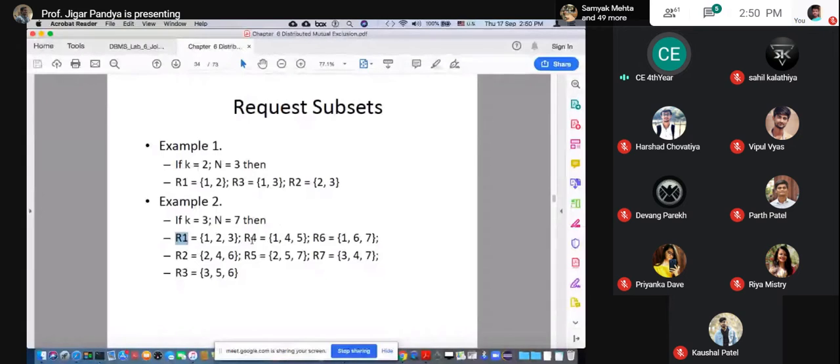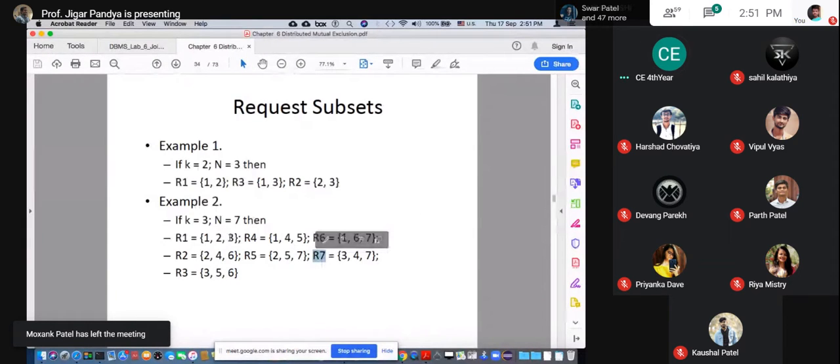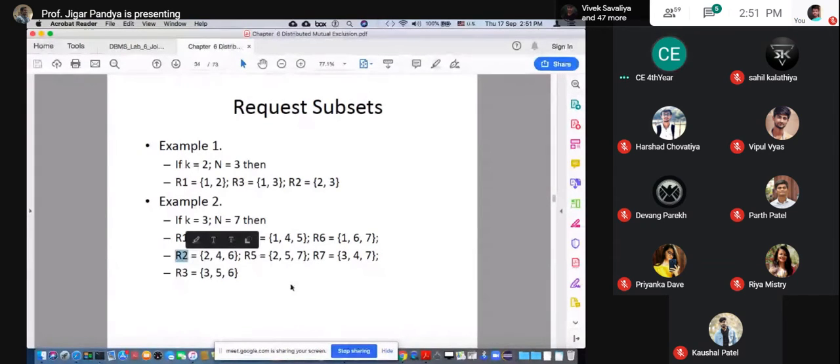R1 and R4, is there a common guy? Yes. R1 and R7, is there a common guy? Yes, right? And that is what we have seen for R1. In the same way, can we check for R2? R2 and R1, is there a common guy? R2 and R3, is there a common guy? Yeah. R2 and R4, is there a common guy? Right? R2 and R5, is there a common guy?